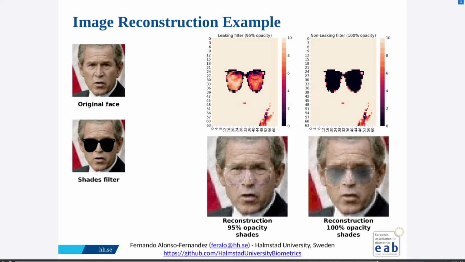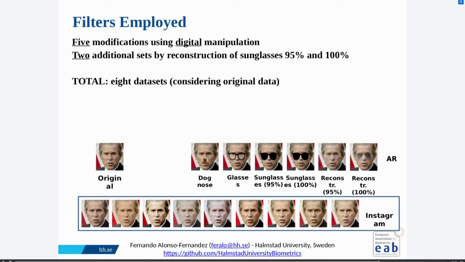You have here one example of the results when we reconstruct these glasses images with 95% opacity and with 100% opacity. With 100% opacity, the reconstruction is not good at all. With 95% it is somehow good, in the sense that the eye region is rebuilt in comparison to the original image where we had the sunglasses.